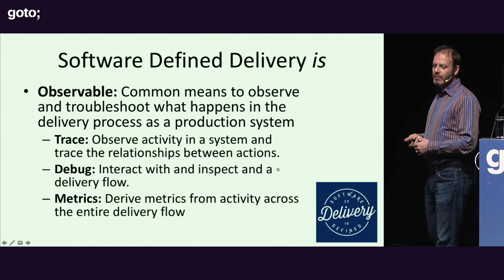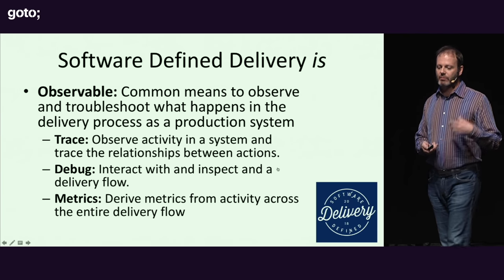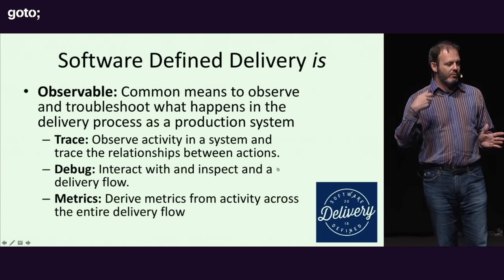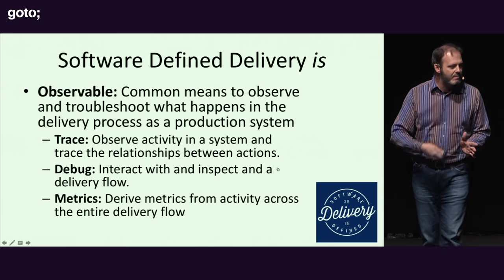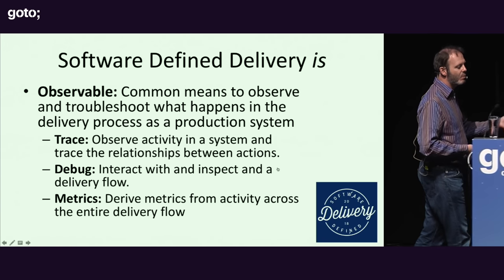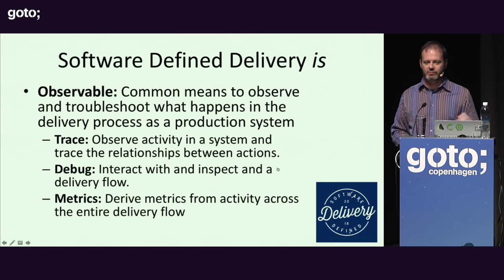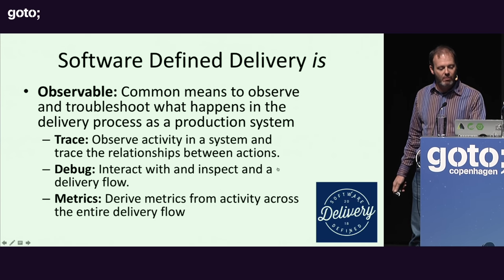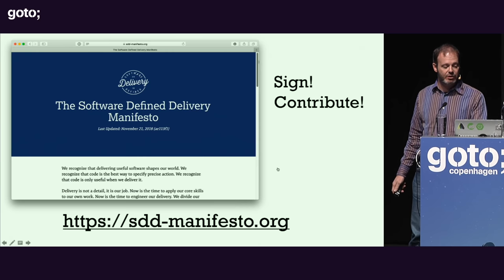Software delivery should be observable. We should be able to trace what's happening through the process. We should be able to extract metrics. We should be able to debug what's going on. This is one area, frankly, where present delivery solutions probably do a bit better. They do a decent job of visualization.